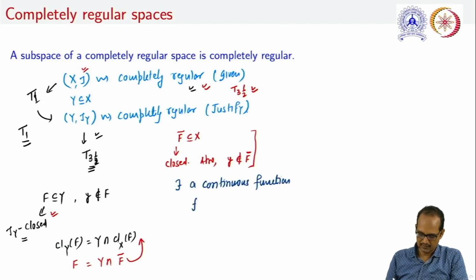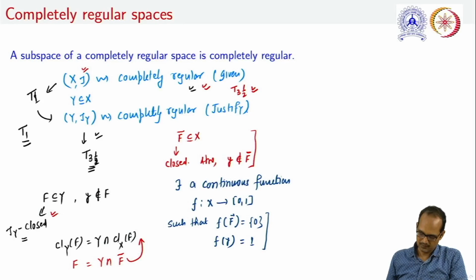Let us take that function as f from this space X to the closed interval [0,1] such that the image of this closed set F under f is the singleton set {0}, and the image of this point y is precisely 1. Now let us take the restriction of this function on Y. So obviously this is from Y to [0,1].